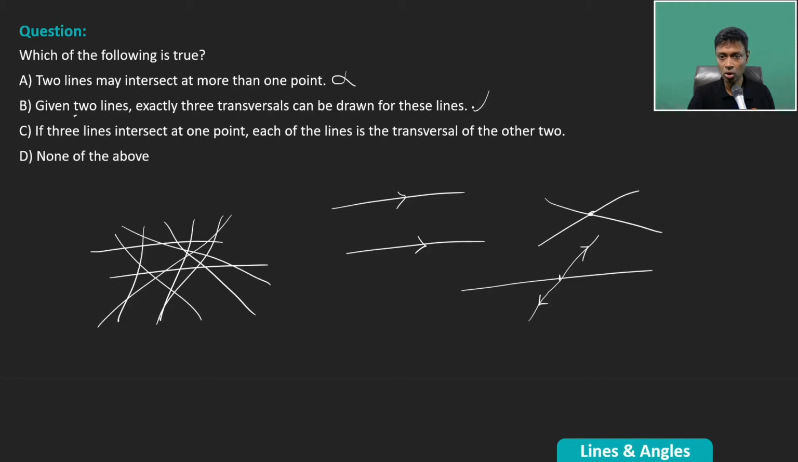This is also wrong. A transversal is a line that cuts a system of lines. That's it. Nothing else. You have two lines, you have a third line, it's a transversal. You have 4 lines, you have a 5th line, it can be called a transversal.